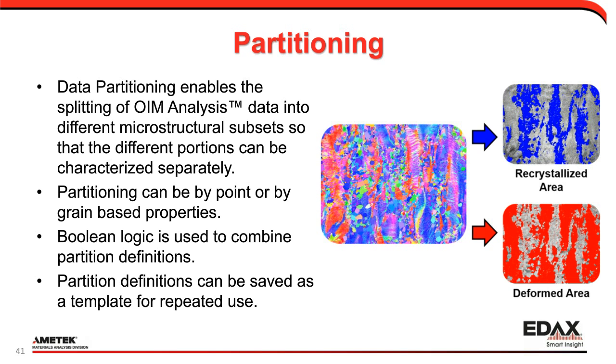use. So in this example, going back to that steel example, we've taken out and partitioned the recrystallized area from the deformed area. And so what we're able to do then is say, well, what's the grain size of the recrystallized area? What's the grain size of the deformed area? What are the textures? You can get an idea of how each component might influence mechanical properties as a composite type of a material within the microstructure.